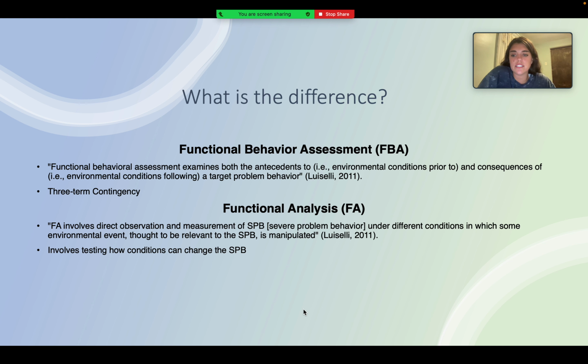A functional analysis involves direct observation and measurement of severe problem behavior under different conditions in which some environmental event thought to be relevant to that severe problem behavior has been manipulated. And this involves testing how conditions can change the severe problem behavior. So I would say the biggest difference to me is that FBAs are a bit more descriptive, whereas functional analyses are a bit more experimental because you're actually experimenting.